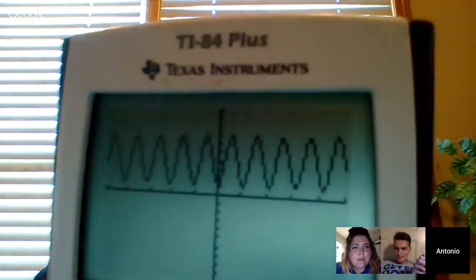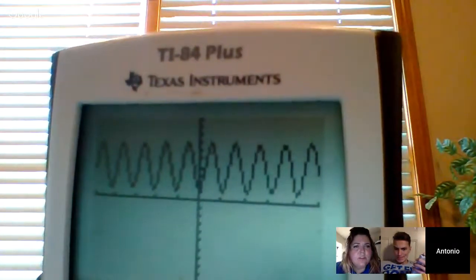It's definitely closer, but it's not there. What's your range? Can you make it spread out more? I don't know how that works. The only thing I changed on that was the pi over 2, so everything else is the same. Which one is the range? The range is your y min and your y max.